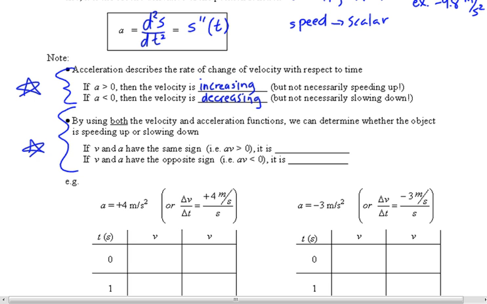You can be traveling downwards, for example, which is going to affect your velocity. A negative velocity would be downwards. So if V and A have the same sign, then we're speeding up. And if they're opposite signs, then we're slowing down. I'm going to give you an example here. So let's look at an example.